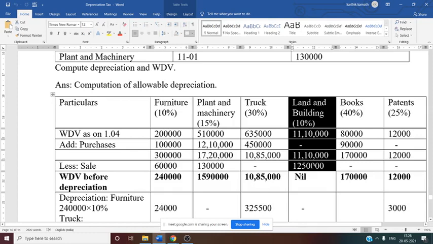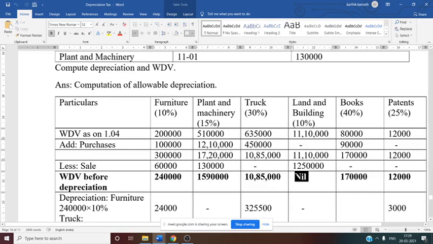So you can write a note. Profit from the sale of land and building is considered as short term capital gain. If there is a loss, short term capital loss. That is why land and building ceases to exist at the time of calculation of depreciation. So nil. Since written down value before depreciation is nil, the answer is also nil for land and building.